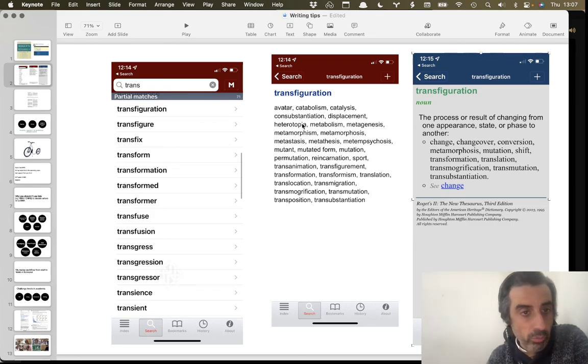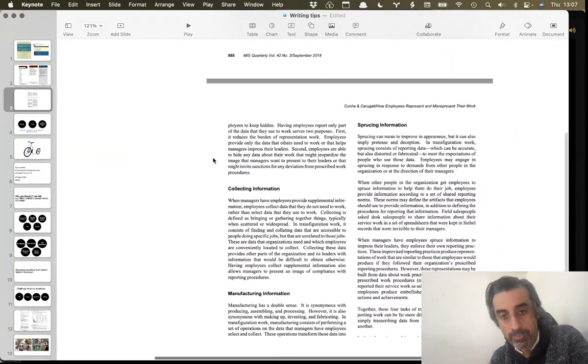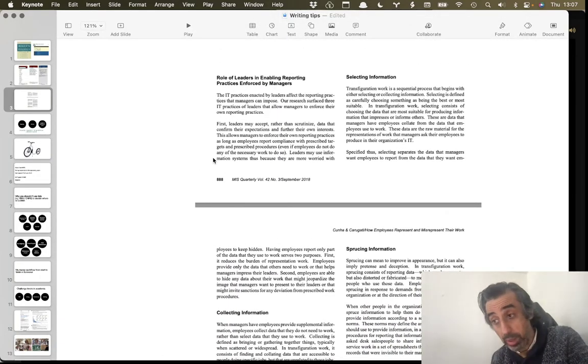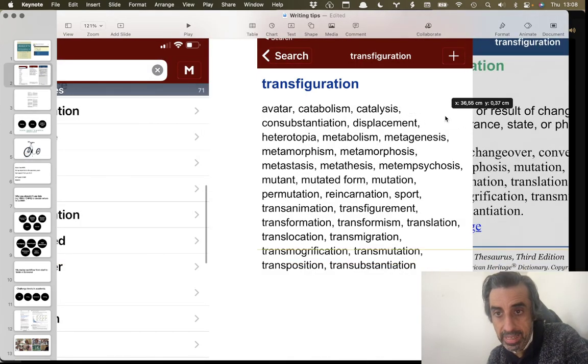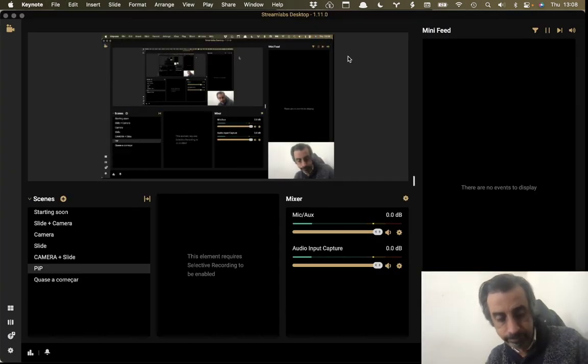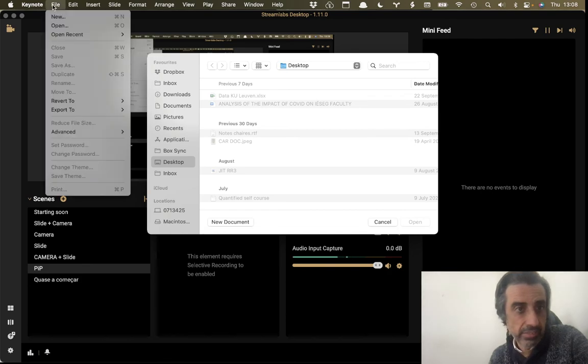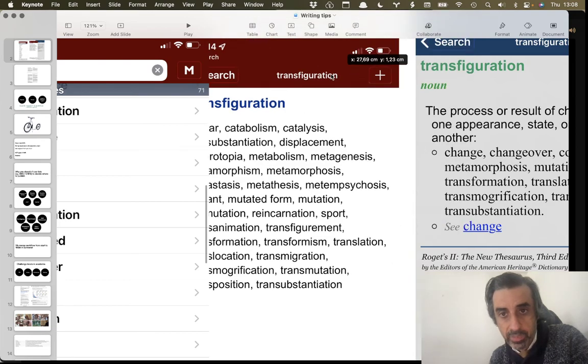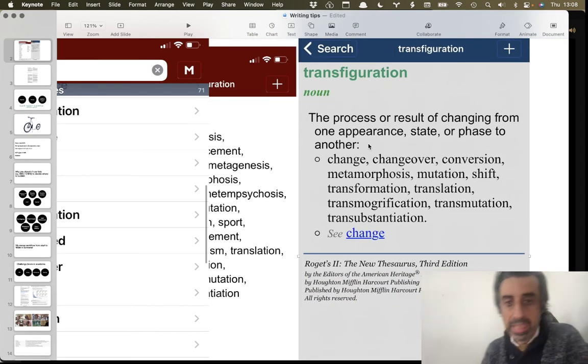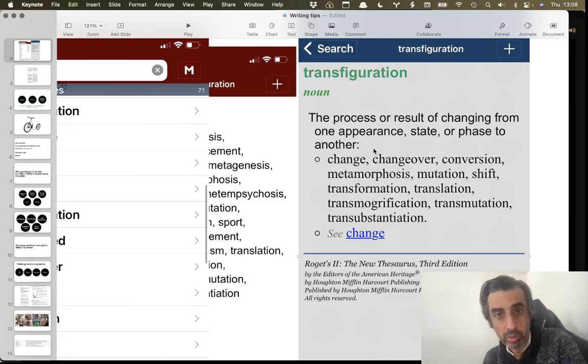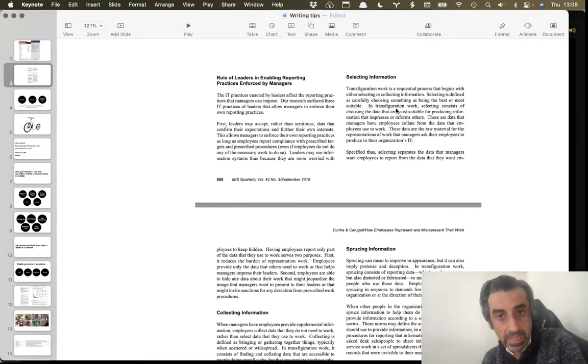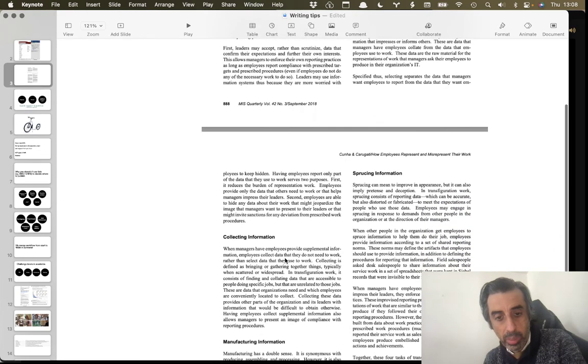And actually, when I wrote the first draft of the paper, I came up with this idea of the transfiguration model, because overall the model was about turning this information that people used to do their work into information that was palatable and useful for managers. So that was this transfiguration, which is defined as, oops, sorry, Keynote, pressed the wrong key. There we go. Sorry about that, everybody. So, changing from one appearance, state, or phase to another. Well, this was what my paper was doing. So this was the name of the paper. And then initially I had transcribing, transposing, transforming, and transmuting. Okay?